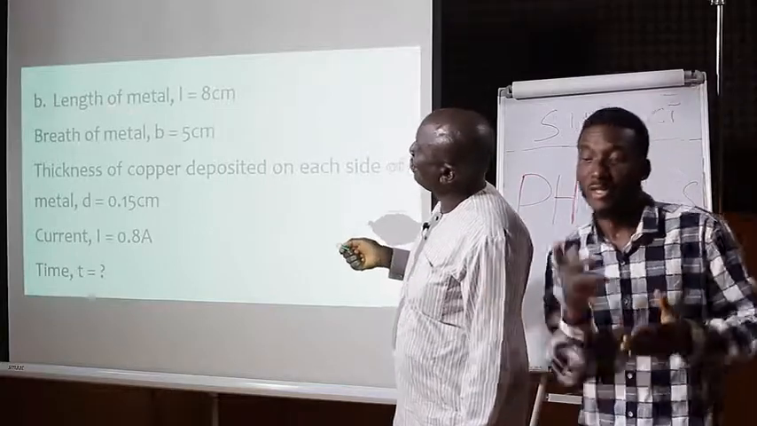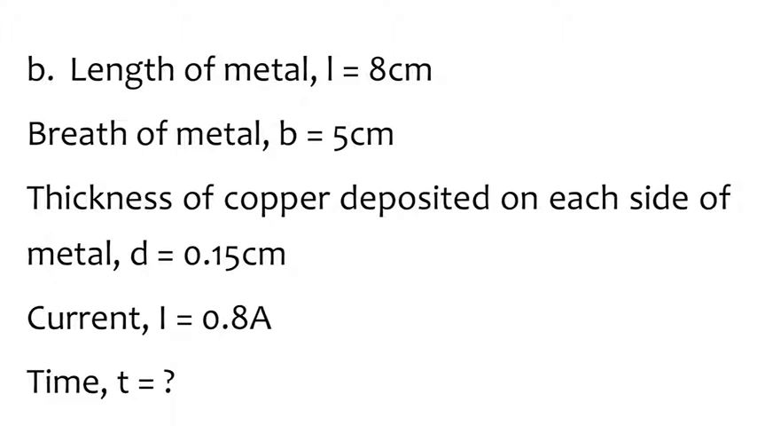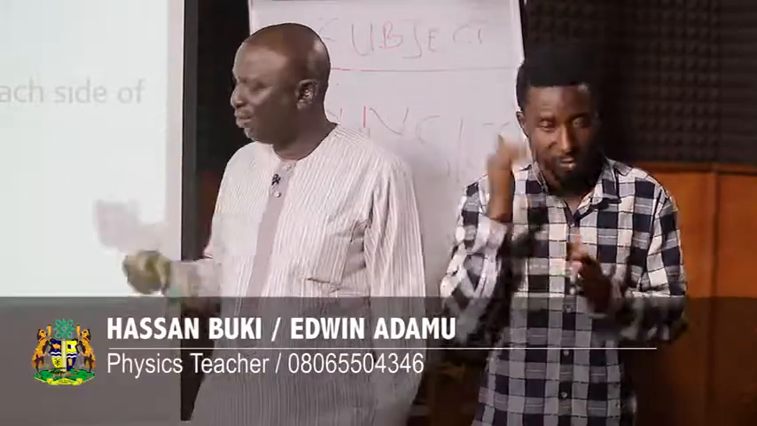Now, the B part, collecting our data, we have length of the metal, capital L, as 8 centimeter. Breadth of the metal, B, is 5 centimeter. Then thickness of copper deposited on each side of metal, small d, is equal to 0.15 centimeter. And the current given, capital I, is equal to 0.8 ampere. And the time taken, small t, is unknown. That is what we are asked to find.